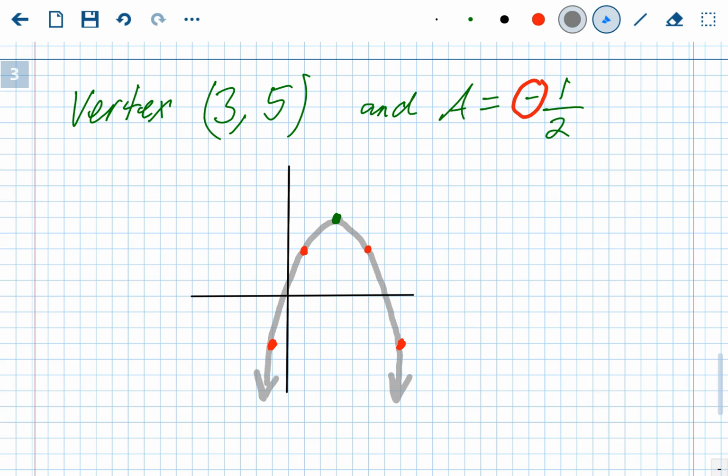All right, and that's it for today. The homework's going to be on graphing some problems like this, some problems like we've already done.